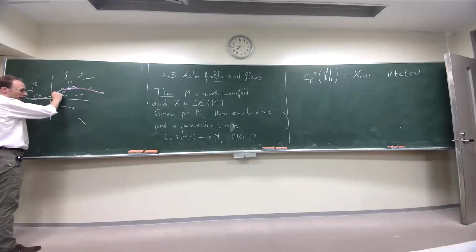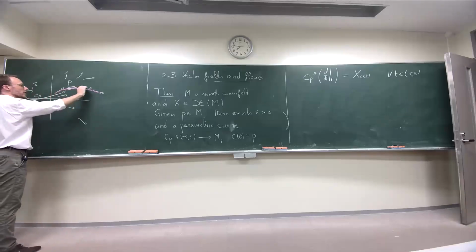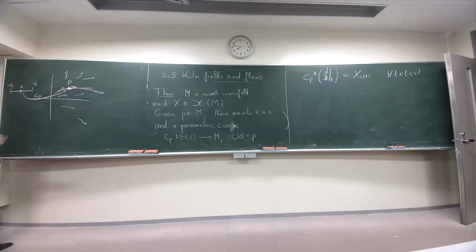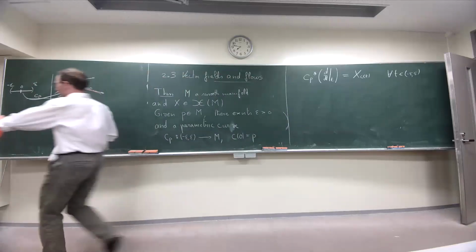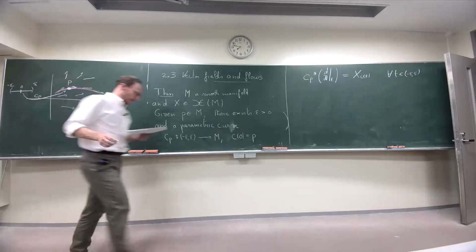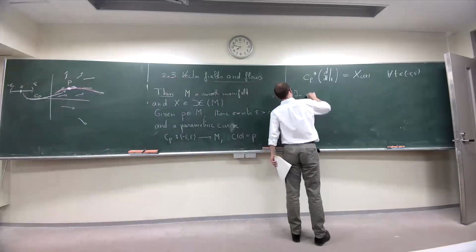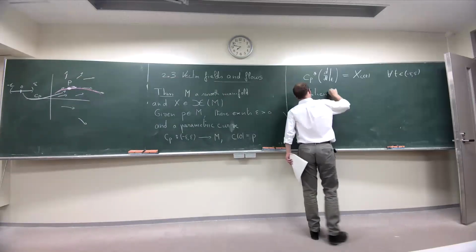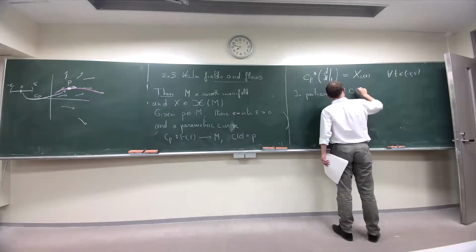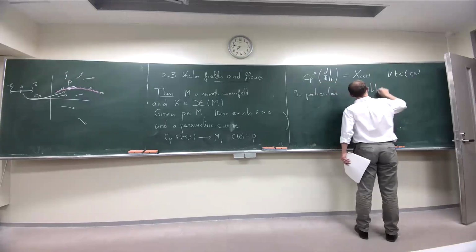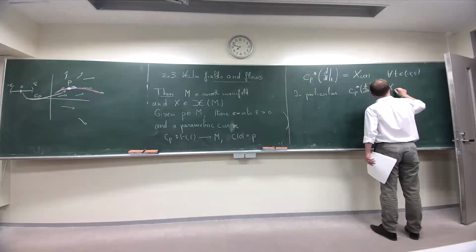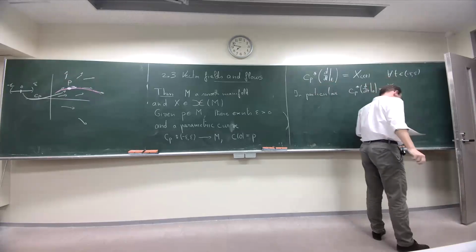I tell you there exists a curve such that the tangent vectors are exactly this vector field. So in particular, if you just look at 0, if I look at c_p star of d over dt at 0, this is X of p.